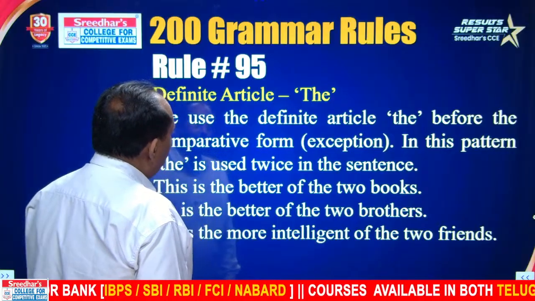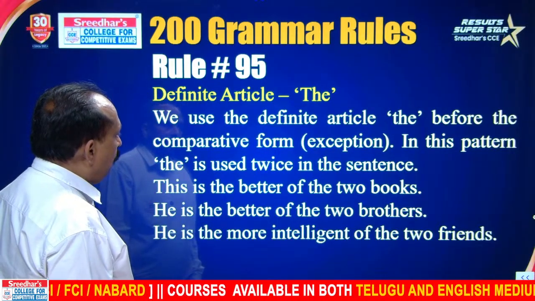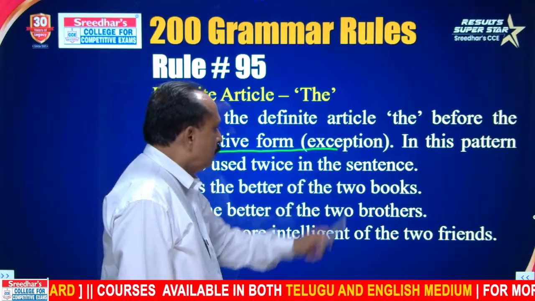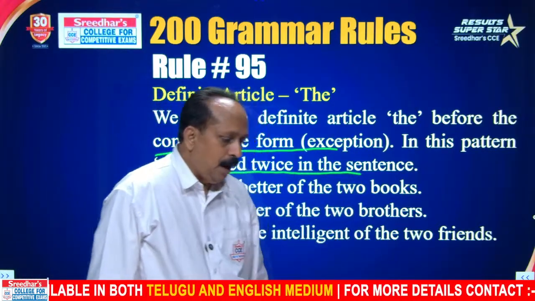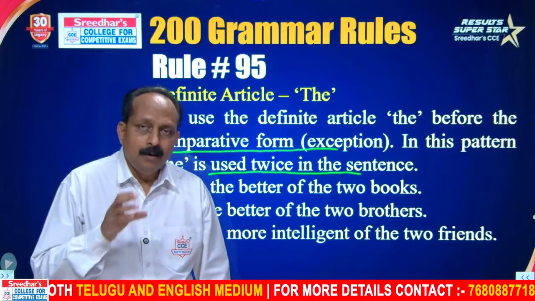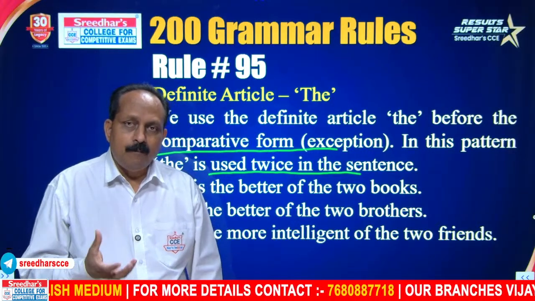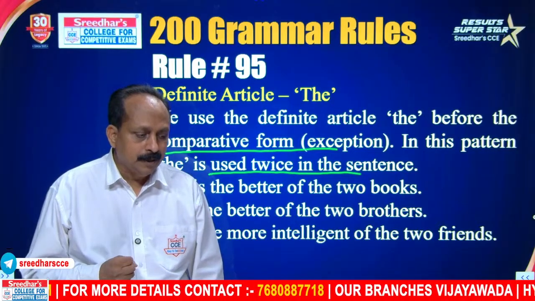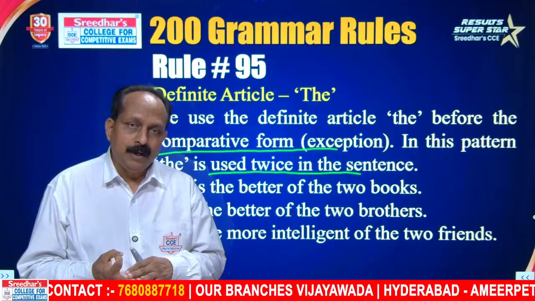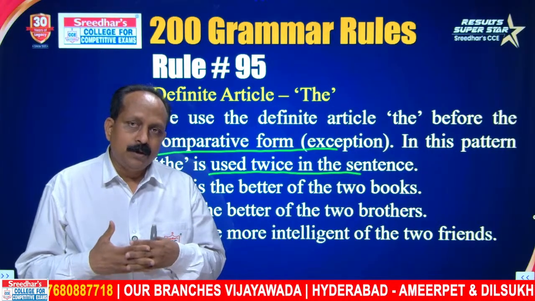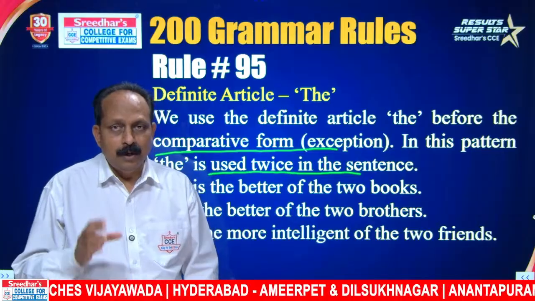Rule number 95. We use a definite article the before comparative form. There is an exception. In this pattern, the is used twice in the sentence. This you have to listen to very carefully. You all know when you talk about adjectives and adverbs, they change forms to show comparisons. There are three: positive form, comparative form, superlative form. We use the comparative form when we compare two persons or two things, and we also use the word than.